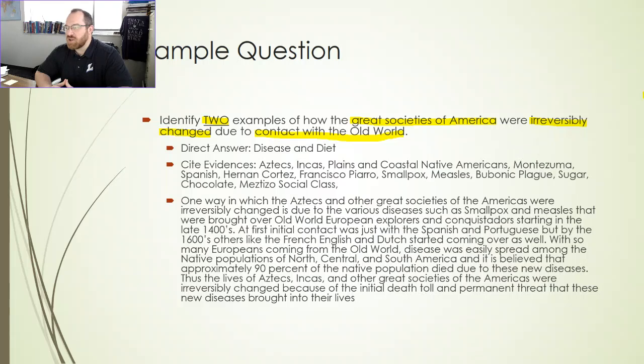At first, initial contact was just with the Spanish and Portuguese, but by the 1600s, others like the French, English, and Dutch started coming over as well. With so many Europeans coming from the Old World, disease was easily spread among the native populations of North, Central, and South America, and it is believed that approximately 90% of the native population died due to these new diseases. Thus, the lives of Aztecs, Incas, and other great societies of the Americas were irreversibly changed because of the initial death toll and permanent threat that these new diseases brought into their lives.